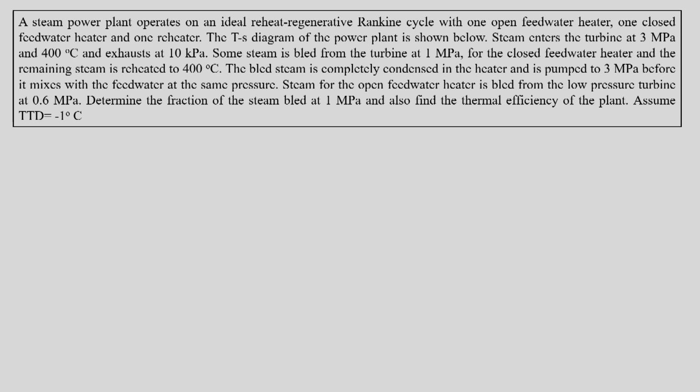The steam enters the turbine at 3 megapascal and 400 degrees Celsius and exhausts at 10 kilopascal. Some steam is bled from the turbine at 1 megapascal for the closed feed water heater, and the remaining steam is reheated to 400 degrees Celsius. The bled steam is completely condensed in the heater and is pumped to 3 megapascal before it mixes with the feed water at the same pressure.